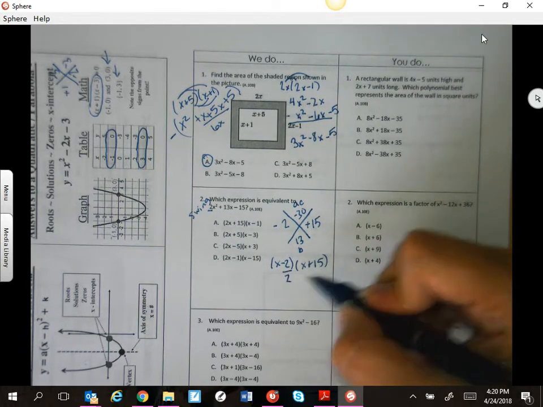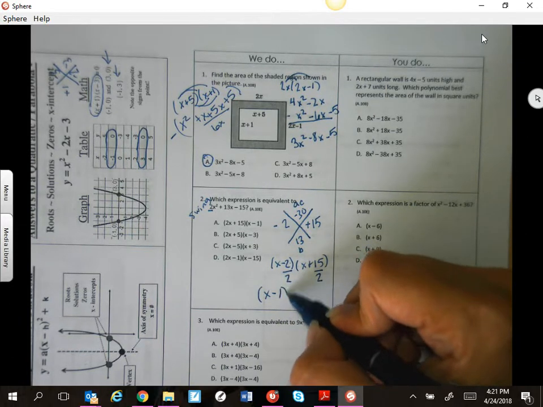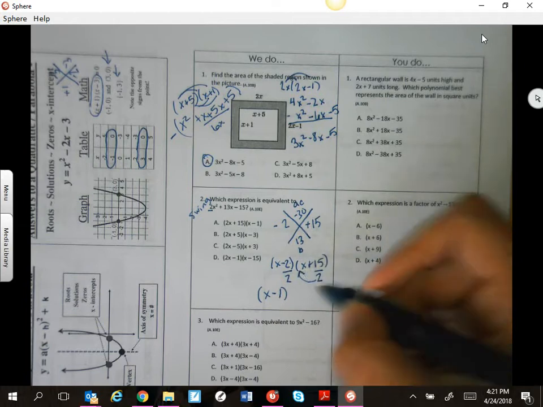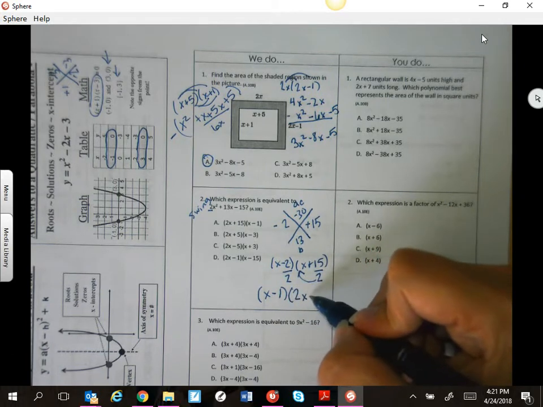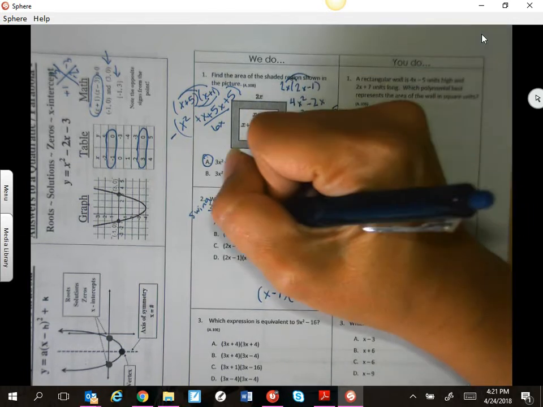So we have to divide by a. X, 2 over 2 is 1. This does not simplify nicely, so we're going to swing our a for 2x plus 15. So this is going to be a as well.